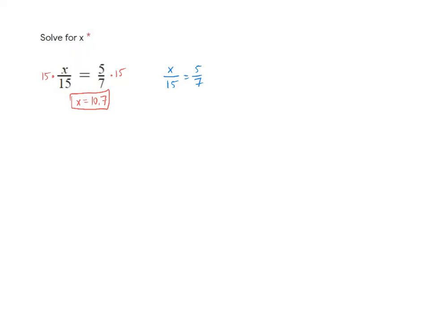is we talked about doing the cross multiplication, where we could go x times 7, so top times the bottom, so that would be 7x equals 15 times 5, and 15 times 5 is 75, so we'd have a 75 there, right? And then we divide both sides by 7, and we get x equals 75 divided by 7, which is, of course, 10.7.